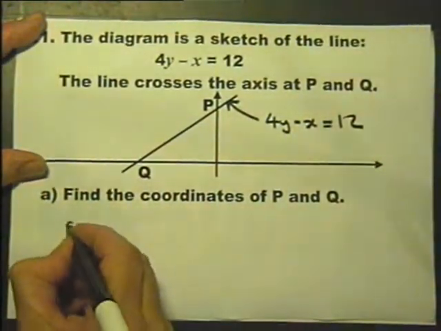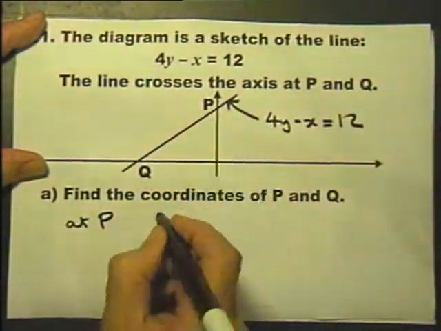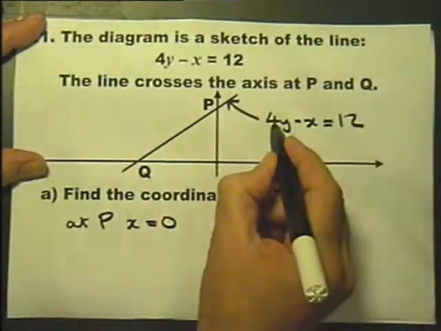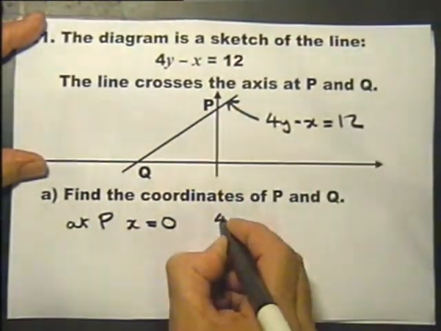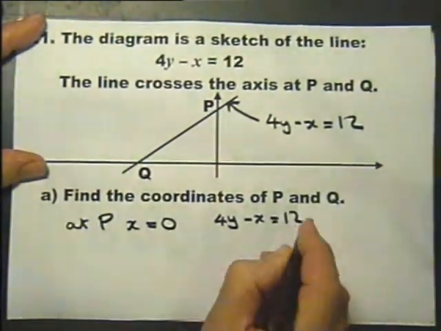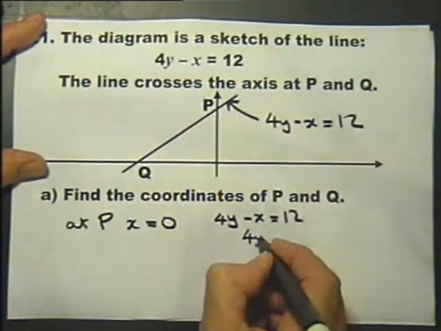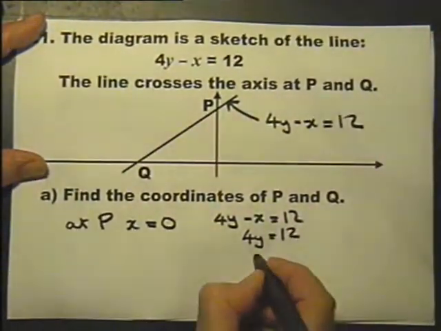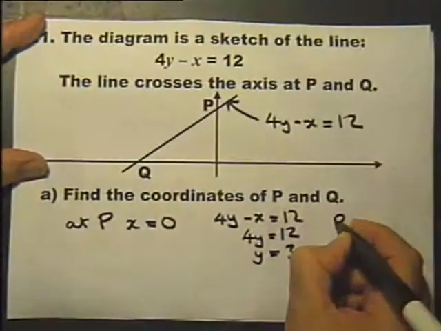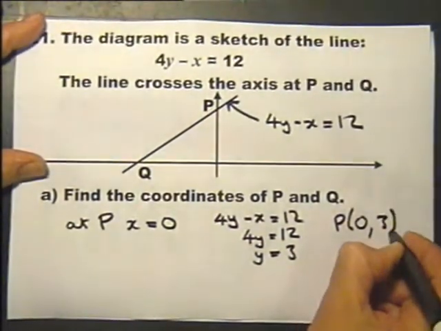So let's look at P first. At P, the x coordinate is definitely 0. So if we substitute x equals 0 into there, we'll get 4y minus 0 equals 12. In other words, 4y equals 12. Therefore, y itself is 3. Therefore, the coordinate of P is x is 0, y is 3.